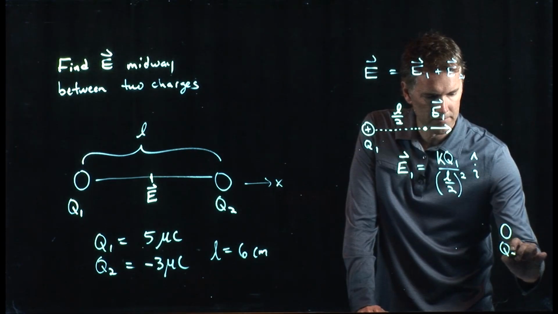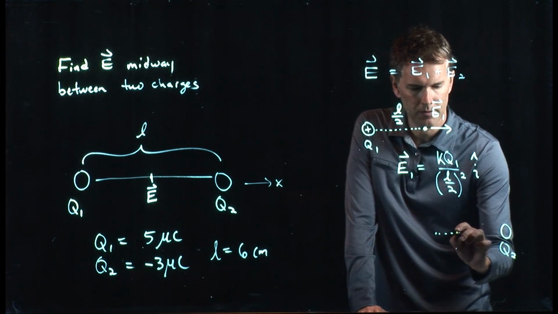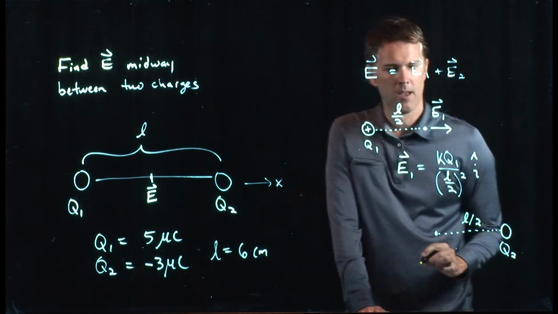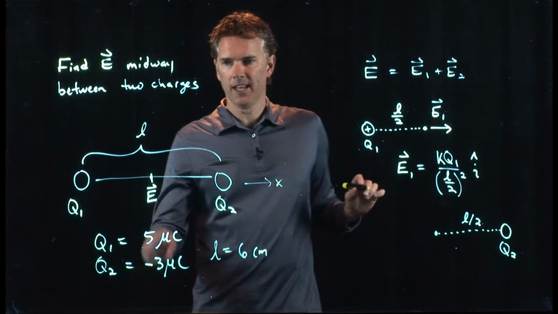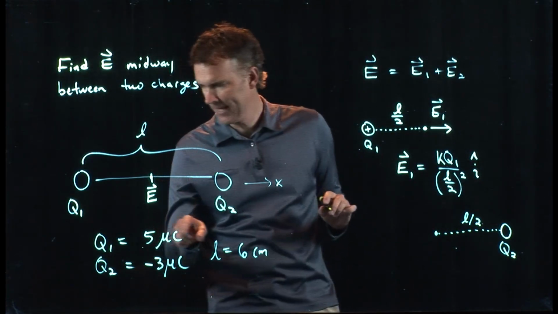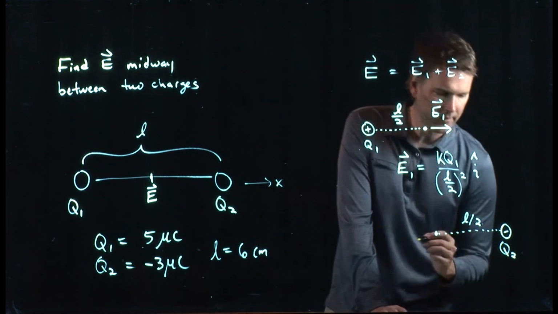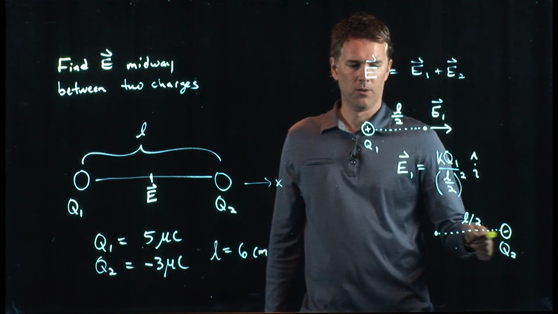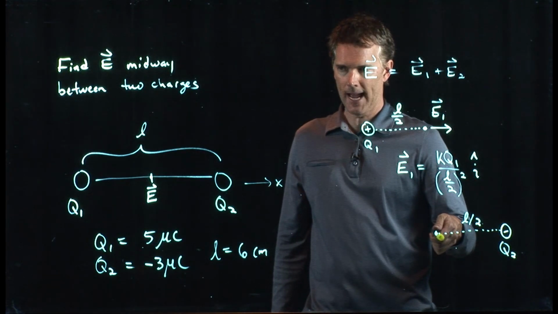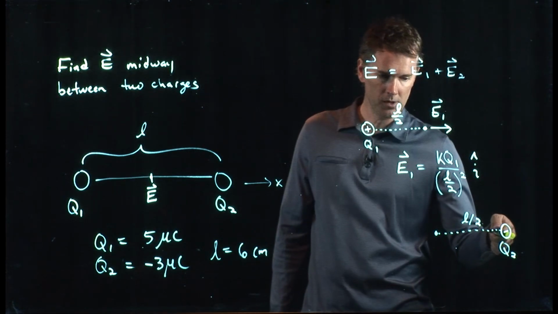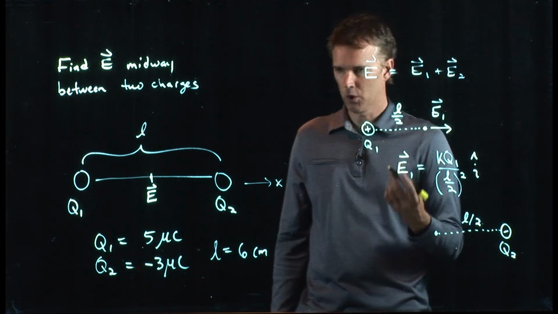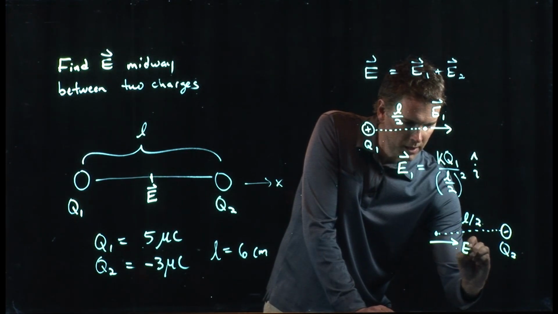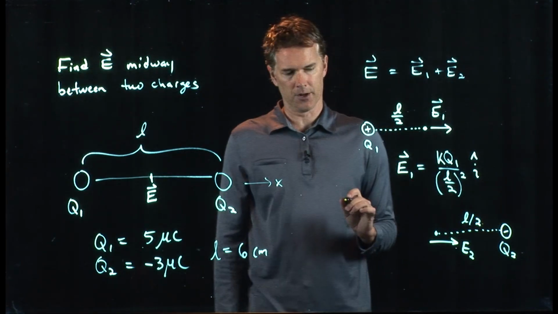All right, what about the E field due to Q2? Q2 is sitting right there. Our point of interest is now to the left of it, a distance L over 2 away. And we said that Q2 was negative, right? Q2 is a negative charge, so we put a little negative sign right there. If that's a negative charge, what direction is the E field at this point? Is it away from the charge or towards the charge? Towards the charge, right? Negative charges are sinks. So E2 is pointing towards the negative charge.